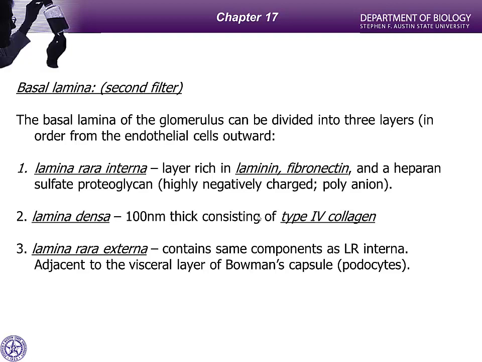But notice there's another lamina rara. We said that usually they're just two layers. Well, in our glomerulus, we've got the capillary endothelial cells, but then we have the podocytes, that visceral layer of Bowman's capsule pressed up against it.